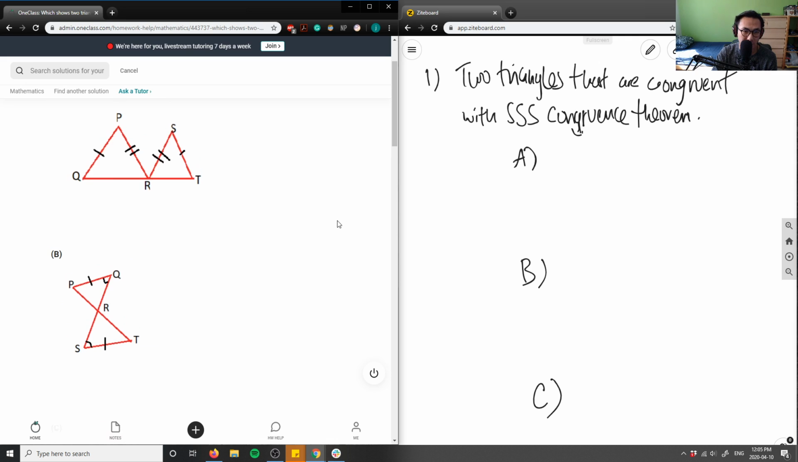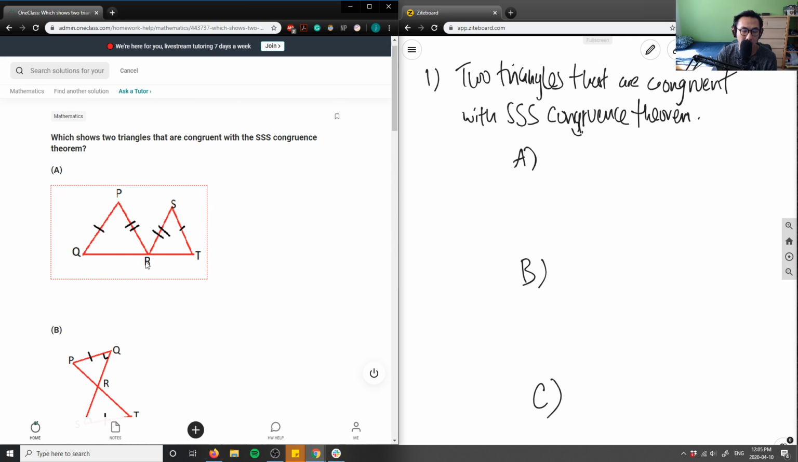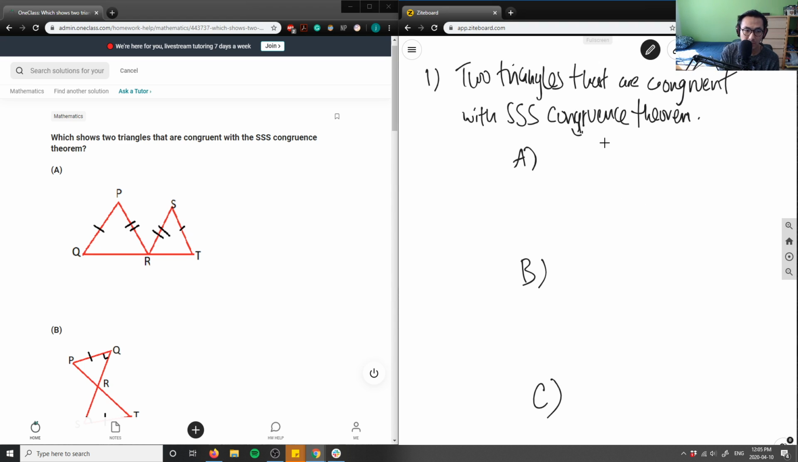Let's look at A first. Here we have PQR and RST as our triangles. As you can see, this dash here and this dash here mean that they are the same length for this side and for this side. So PQ, or sorry, QP, is equal in length with ST, right?